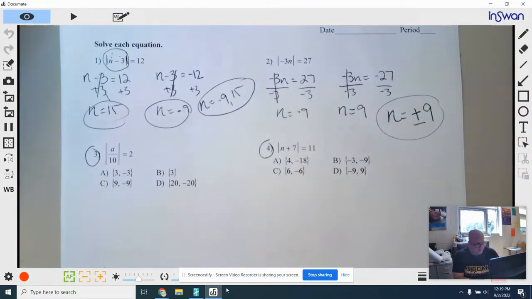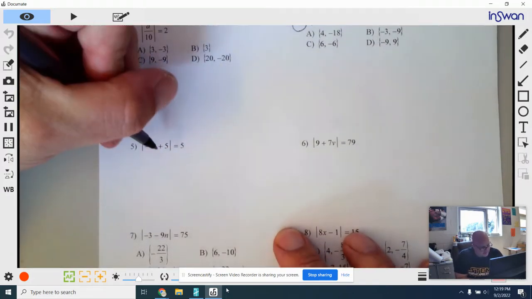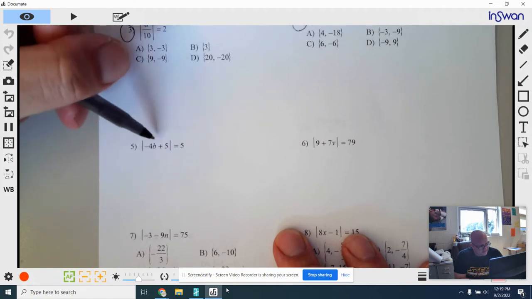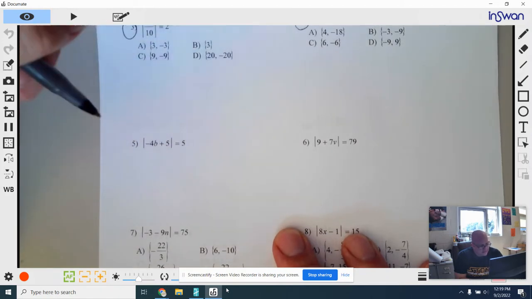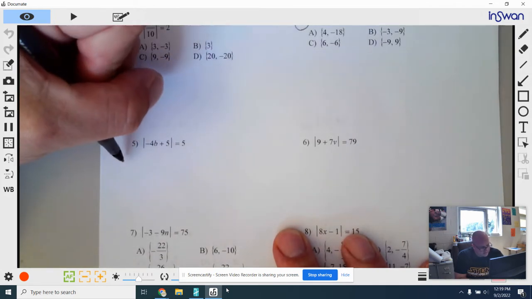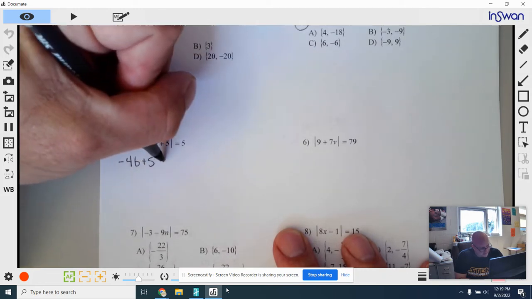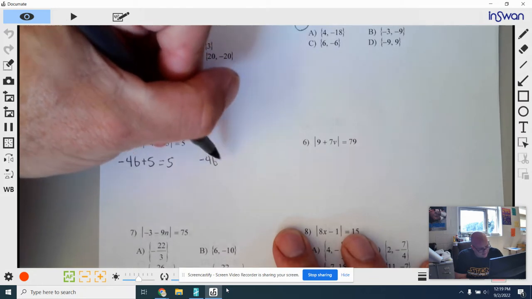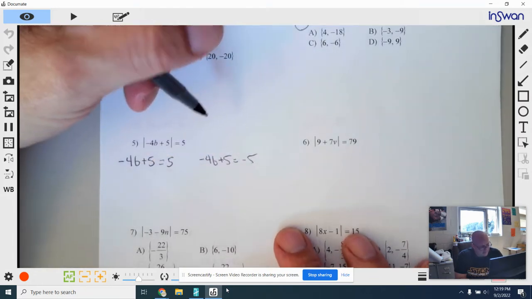Number 4. And let's go down to number 5. So now number 5 gets a little bit harder because there's more than one thing to do inside of this absolute value bracket. But again, we start off and ask ourselves, is the bracket isolated? In this case, it is. So I'm just going to go ahead and rewrite this, take off the absolute value. So negative 4b plus 5 equals 5. And I write negative 4b plus 5 equals negative 5.